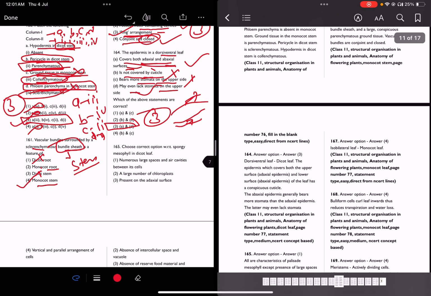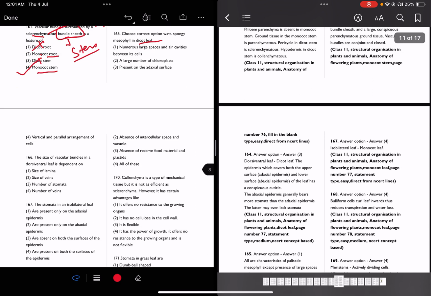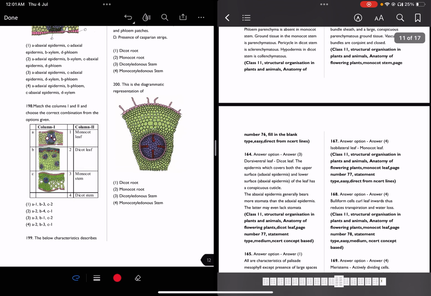Question 165. Choose the correct option with respect to spongy mesophyll in dicot leaf. Dicot leaf structure. This is the dicot leaf.